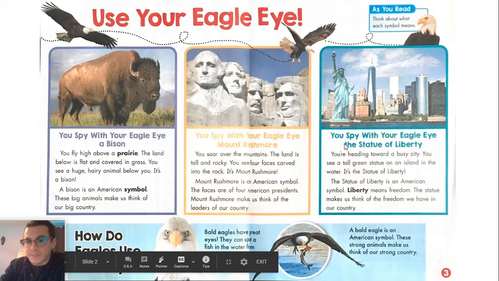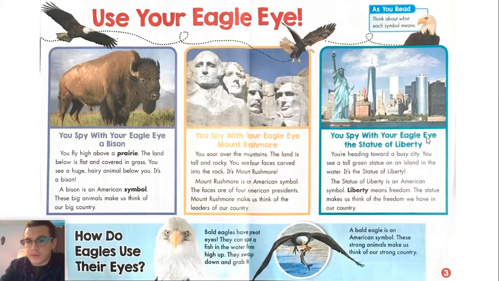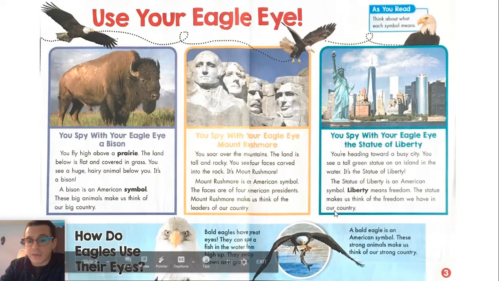So let's read it. You spy with your eagle eye the Statue of Liberty. You're heading toward a busy city. You see a tall green statue on an island in the water. It's the Statue of Liberty. So we've read Liberty twice, yet we still don't know what it means. The Statue of Liberty is an American symbol. Liberty means freedom. The statue makes us think of the freedom we have in our country.